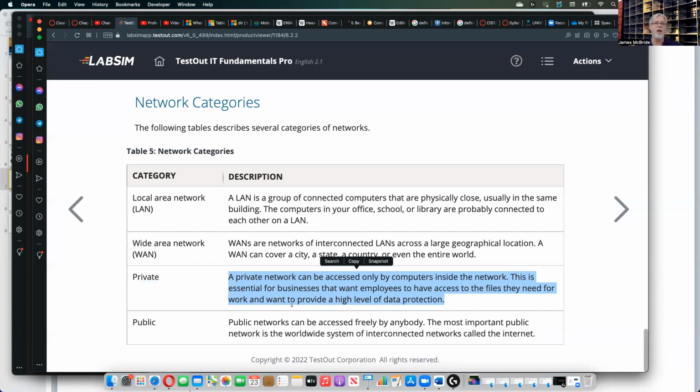So when you attach to wireless, all you have to do is think about, am I attaching to my friend's network or the school network? That's a private network. If I'm attaching to some free and open network out there and I don't even know who really manages it, that's a public network. All right, so that's public and private. We will continue on.